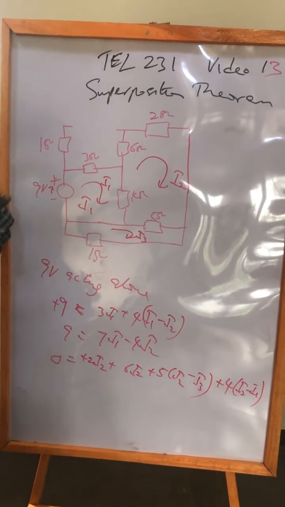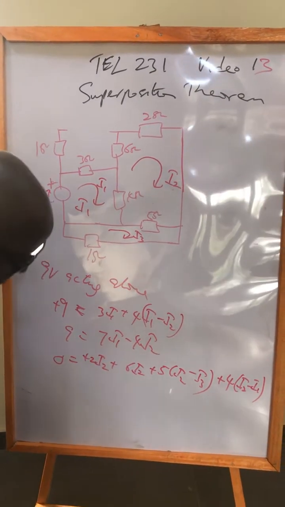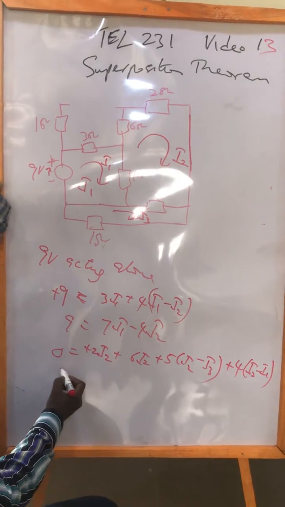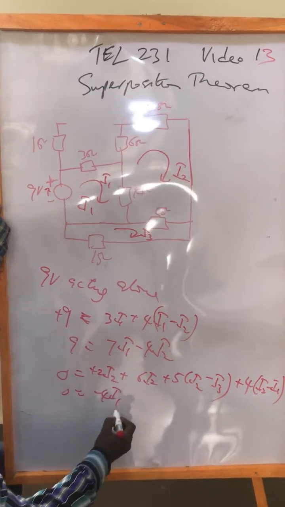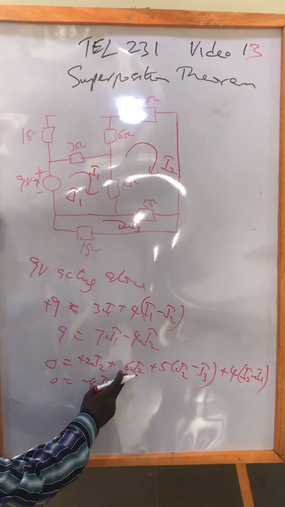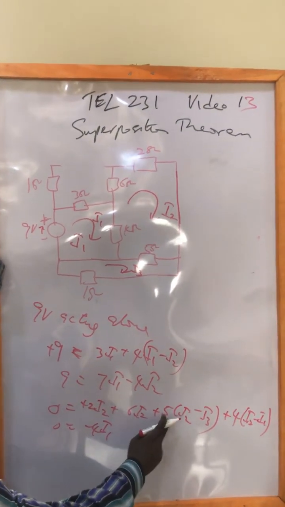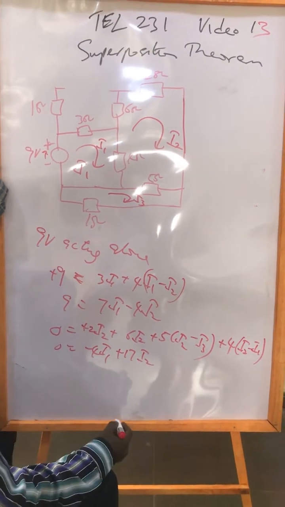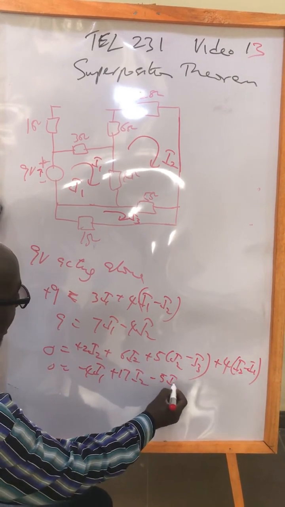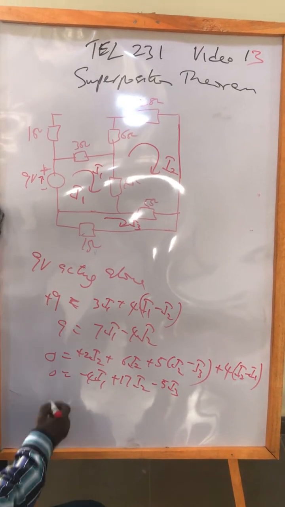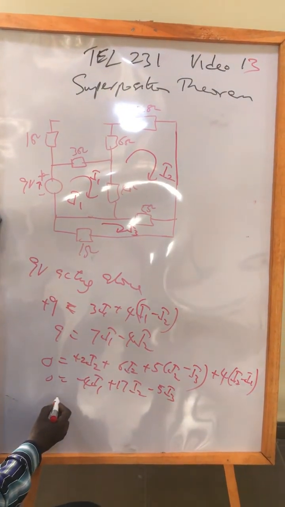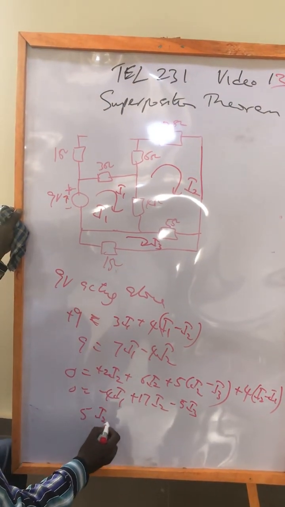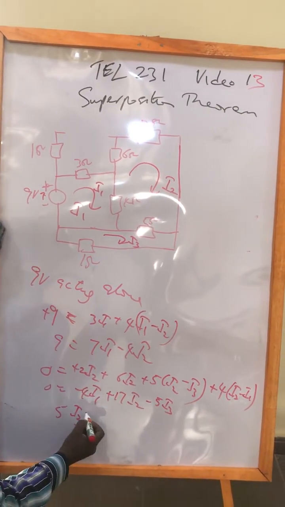Now, let's combine like terms together. Do we have I1 there? I have 0 equals minus 4I1. For I2, I have 2 plus 6, that's 8, plus 5, that's 13, plus 4, that's 17. Plus 17I2. For the I3, I have minus 5I3. And then the last one, if I take that loop, 5, that's going to be I3 minus I2.